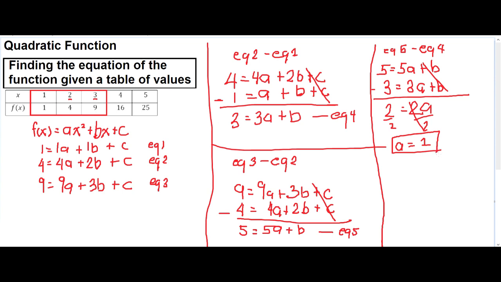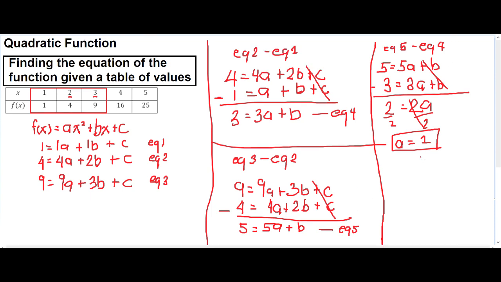After you get the value of A, kunin mo naman yung value ng B. Hindi pa tapos to. How do you find the value of B? I-substitute mo si A, yung value ng nakuha mong A, kay equation 4 or kay equation 5. Any of the two. So, in this case, kunin ko sa equation 4 para makuha yung value ng B.